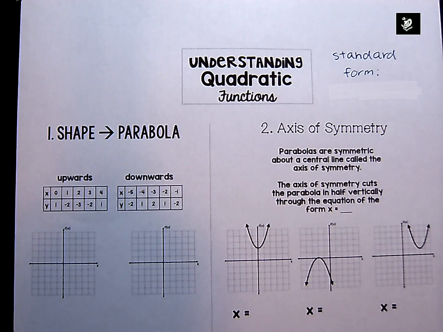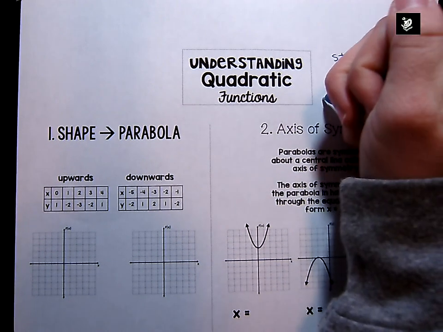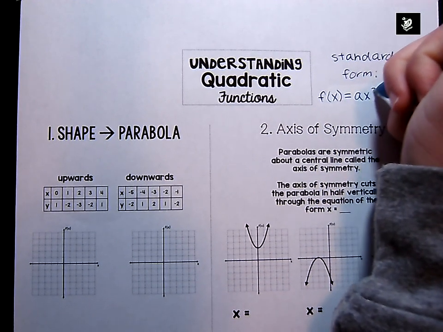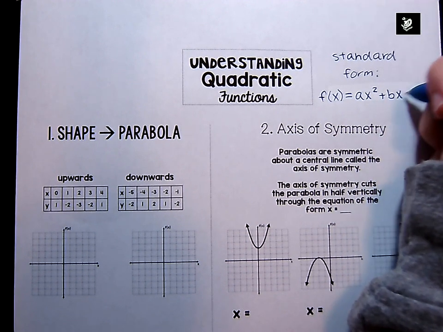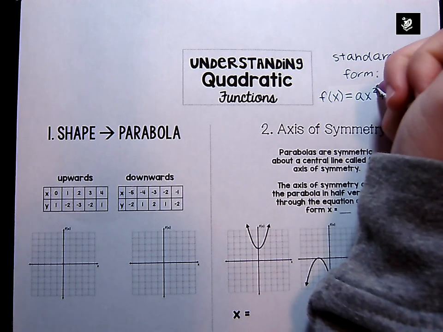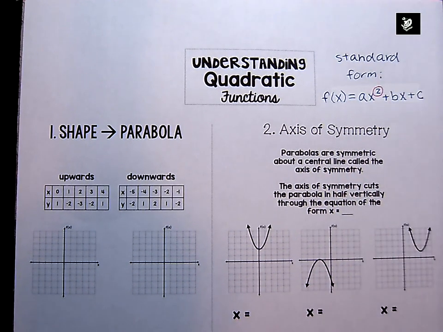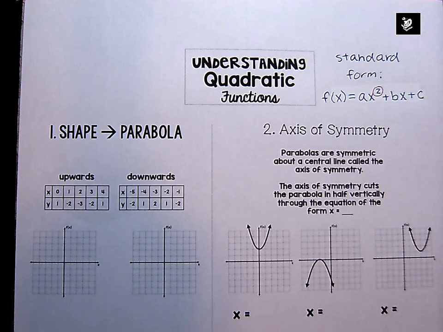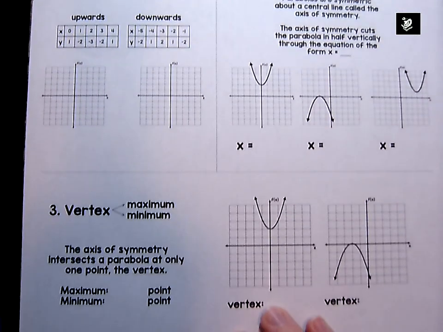So if you can recall back to our functions unit, the standard form for a quadratic equation is f of x equals ax squared plus bx plus c. And what makes something quadratic is that there's something being squared. Okay, so if we see an x squared, we know it's a quadratic function. So we're just going to talk about the main pieces of a quadratic function, such as its shape, the axis of symmetry, and the vertex.